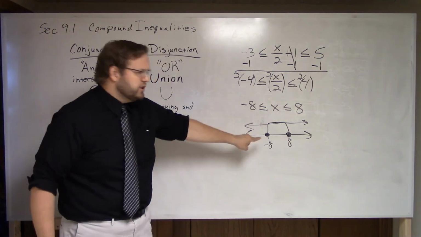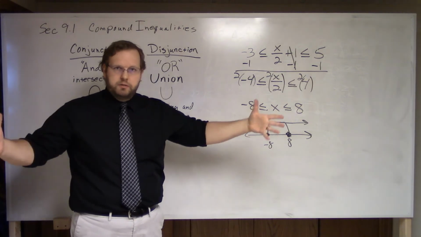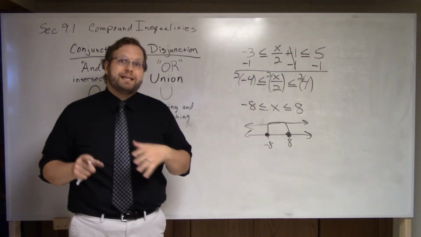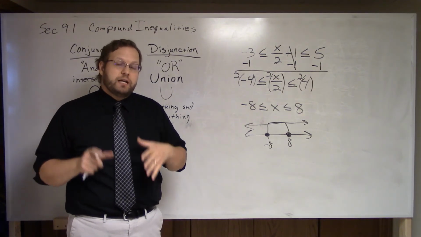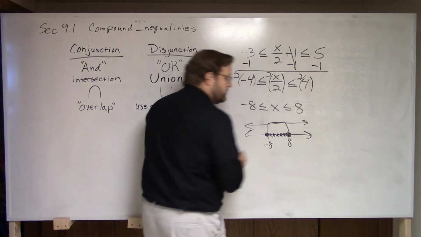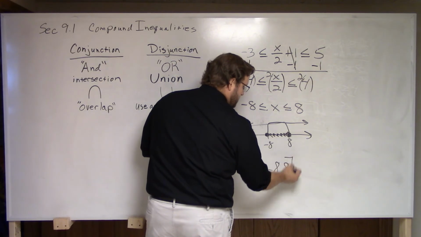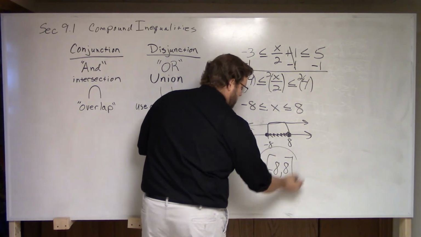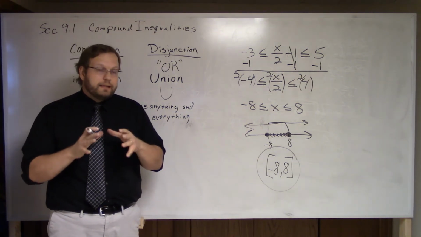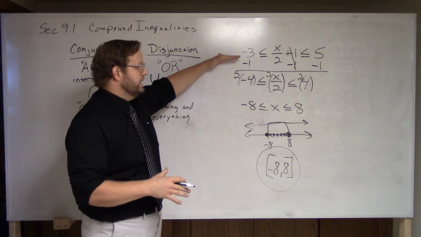Now we just saw an example like this. However, in that previous example, we said it was negative infinity to positive infinity. In this case, it's different because remember, this is understood to be and. Where is the shading overlapping? And that's in between those two values. And we go negative 8 to 8, like so.